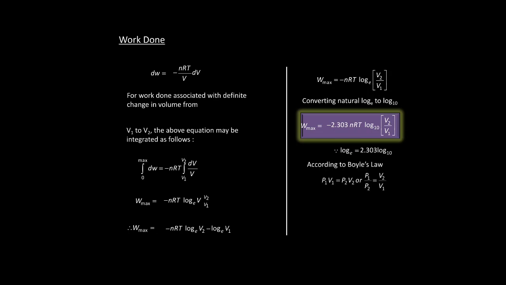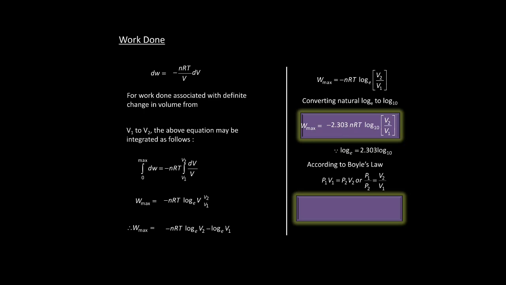According to Boyle's law, P1 V1 is equal to P2 V2, or P1 upon P2 is equal to V2 upon V1. Hence, substituting P1 upon P2 in place of V2 upon V1, we can give the equation for the W max as minus 2.303 nRT log to the base 10 P1 upon P2. So both of these equations are the expression for work done in an isothermal reversible process, or work obtained in maximum work.